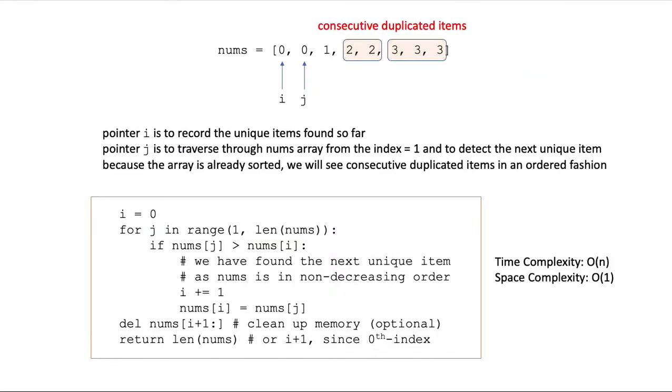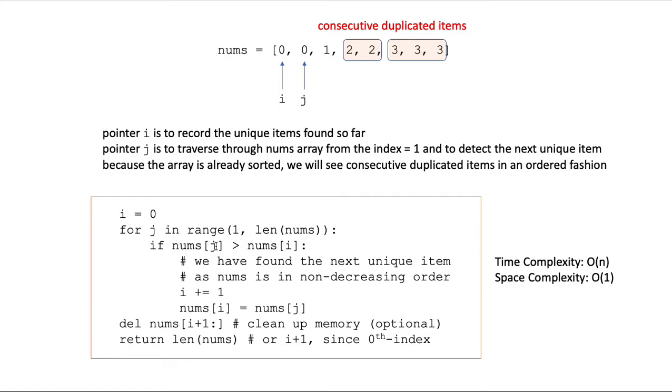Here's another possibility. Use two pointers. So pointer i and pointer j. Pointer i is to record a unique item found so far. Pointer i is initialized to be 0, pointing to the first number here, and it's a unique number, and pointer j, initialized to be 1, is to traverse through the nums array and to detect the next unique item. So you can see here, if it finds the number 0 here is a duplicate item, so j will continue to traverse to the next item to see if it's duplicated or is a unique item.